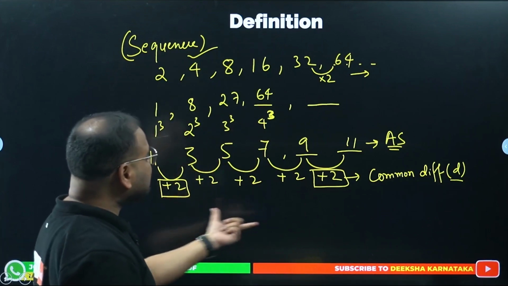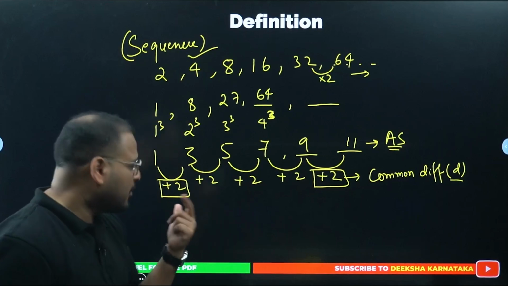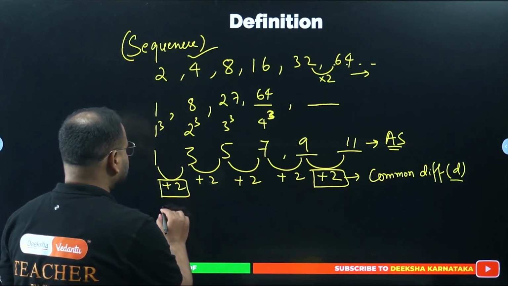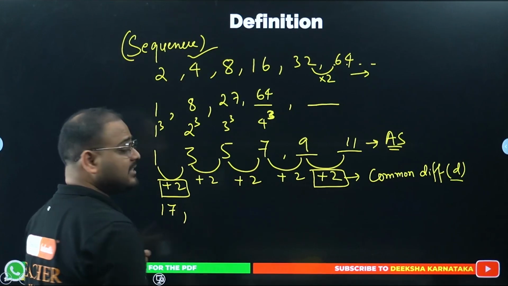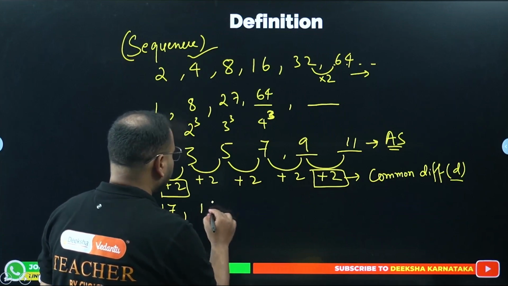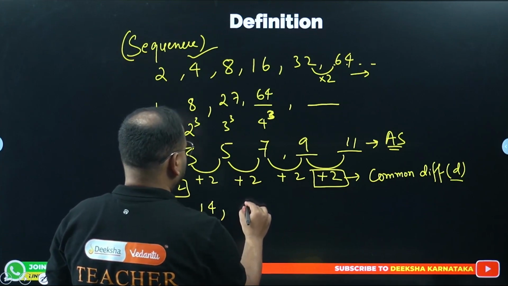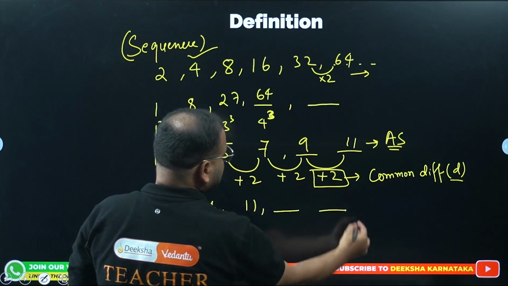Okay, sir, does this D have to be always positive? Not necessarily, beta. If I take, let's say, 17, next number to be 14, next number to be 11. Then I ask you what are the next two numbers.